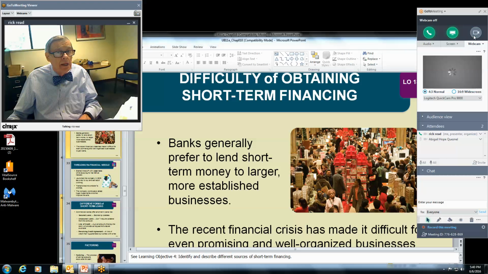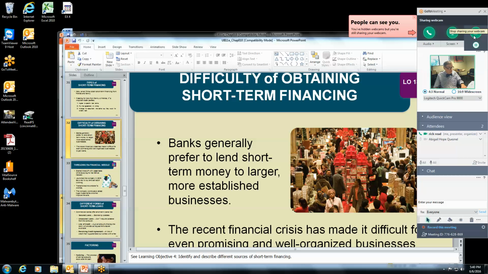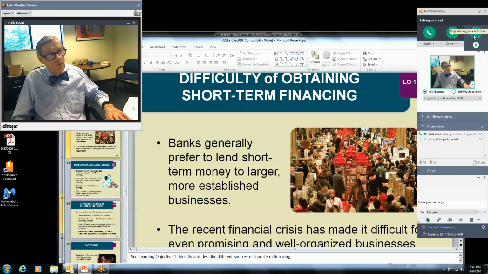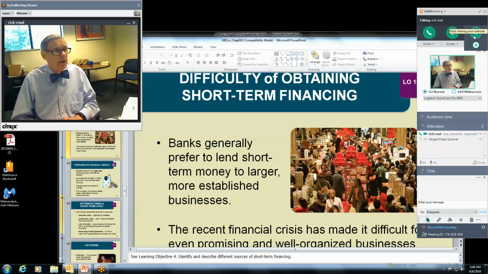It's difficult to get short-term financing, and it's probably even more difficult today than it was before the Great Recession. Bankers tend to be cautionary people. They used to be when I was growing up. Some of them are a little bit riskier today, but traditionally they don't like to loan money to a business that doesn't have the wherewithal, or they don't think they have the wherewithal to stand the test of time and be profitable.